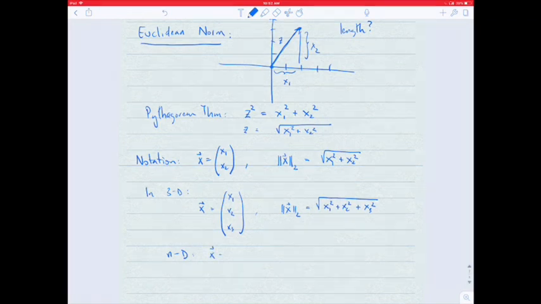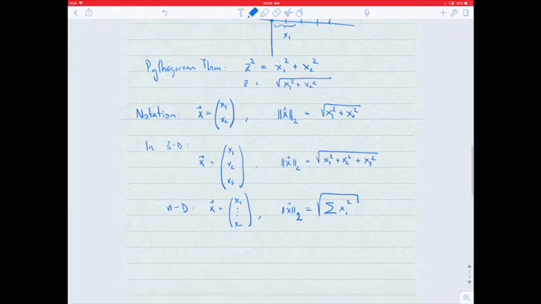If x is equal to x1 all the way up to xn, then the norm of x is equal to the square root of the sum of xi squared.